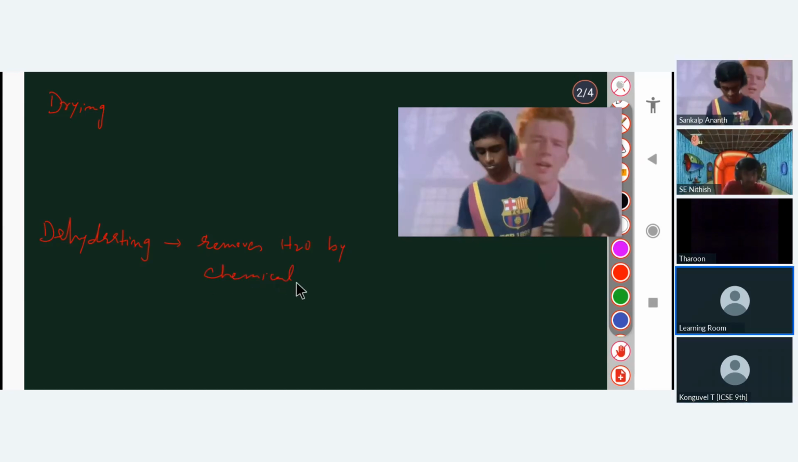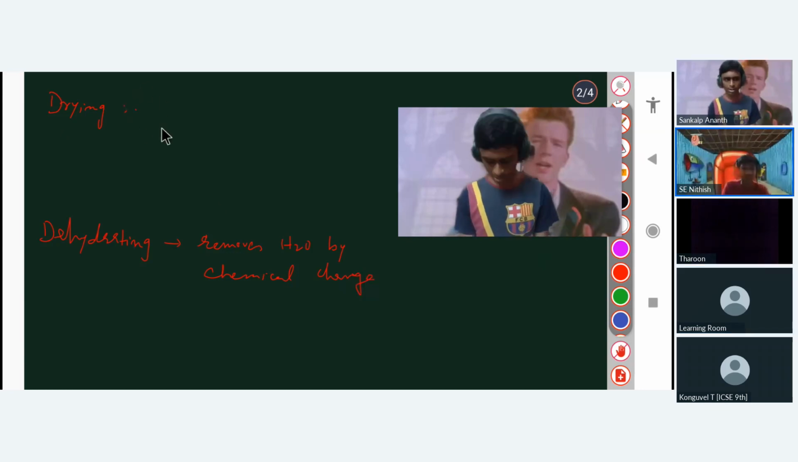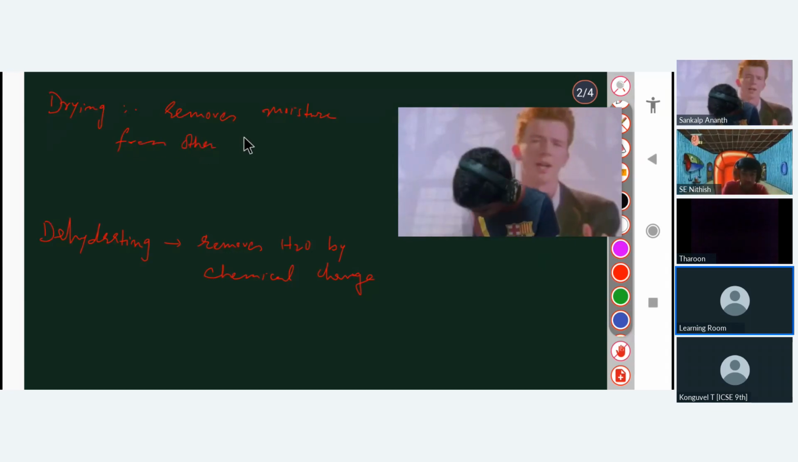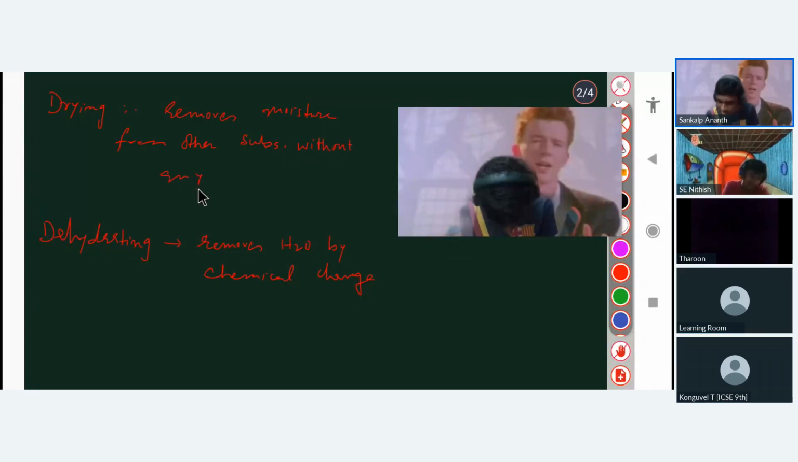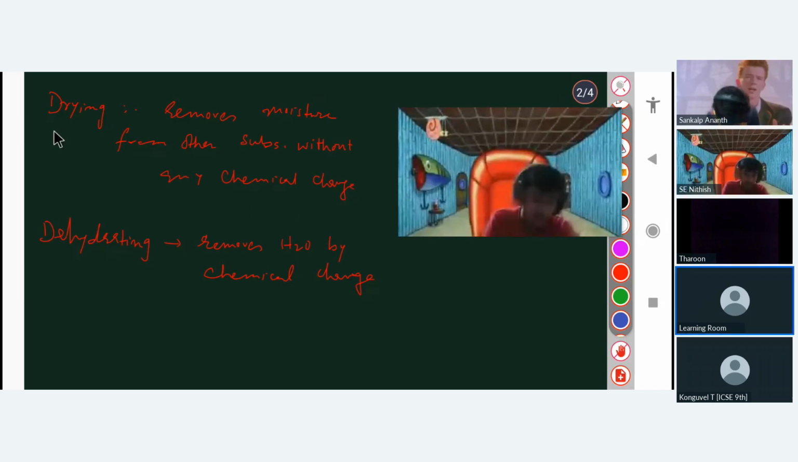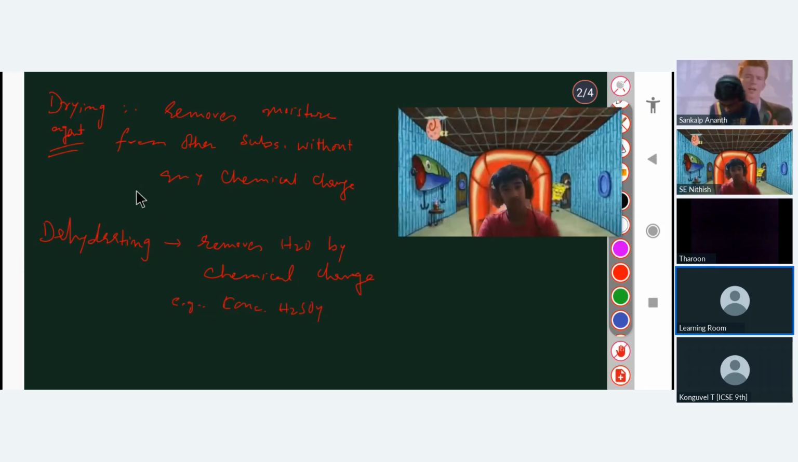And in the drying agent, you can write that it removes moisture from other substances by physical means, without any chemical change. So this is your drying agent: it removes the moisture from other substances without any chemical change. But the dehydrating agent removes water by chemical change. For example, concentrated H2SO4. And the drying agent is like calcium chloride anhydrous, quicklime, etc.